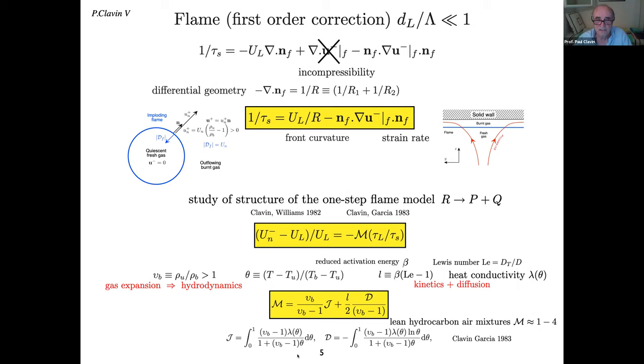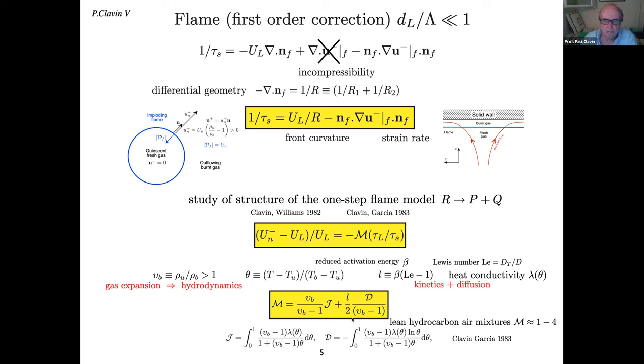in 82-83, we obtain this expression even for varying heat conduction. When the heat conduction is varying with temperature, we have obtained this general expression of the Markstein number. So this result is obtained in the limit of large activation energy for a one-step chemical reaction controlled by an Arrhenius law. And you assume the limit of large activation energy as in the analysis of Zeldovich and Frank-Kamenetskii. So it's an extension of the Zeldovich-Frank-Kamenetskii analysis to a curved and stretched flame.